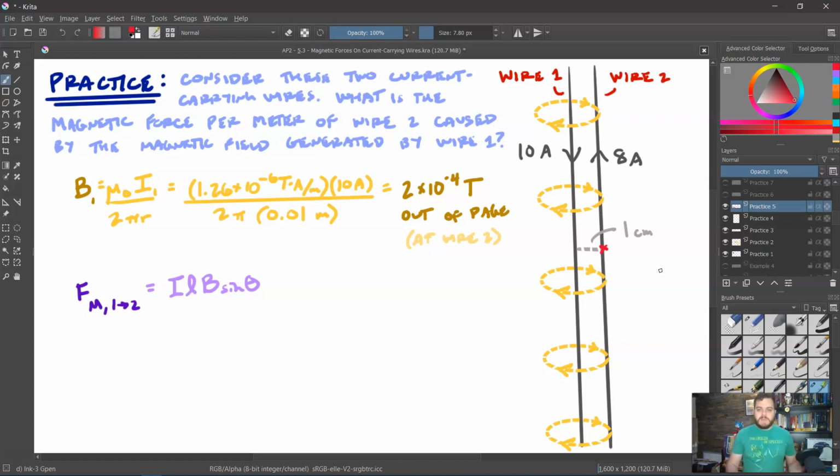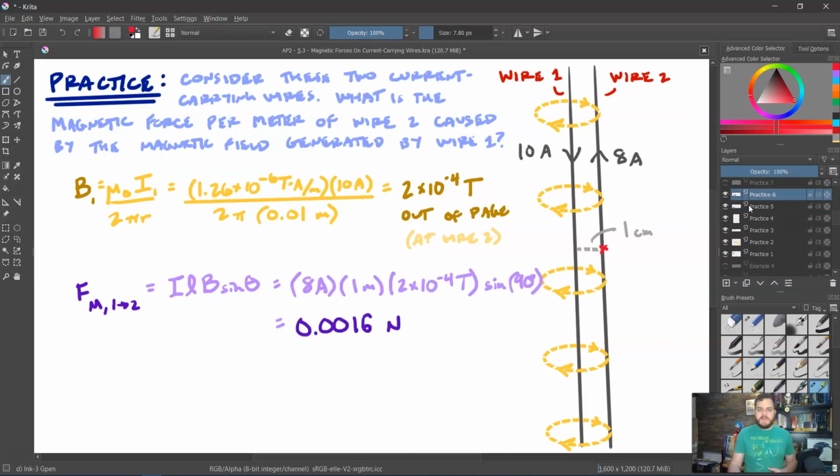And we're going to stick in, now keep in mind, this will be the current of wire 2, which will be 8 amps. The length we were looking for per meter, so we're going to say 1 meter, because that will be the force per 1 meter. And then B will be 2 times 10 to the minus 4 Teslas, and they are perpendicular. So we get a force of 0.0016 newtons per meter of this wire. In other words, if we were looking at 2 meters of wire, we would just multiply it by 2. If we were looking at 3 meters of wire, we would multiply it by 3. Half a meter, multiply it by a half, etc.